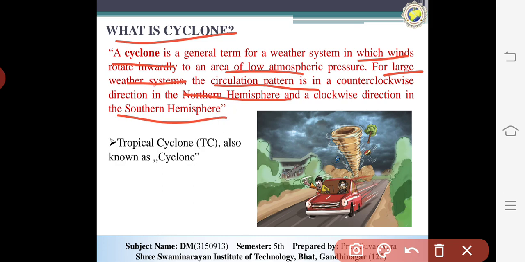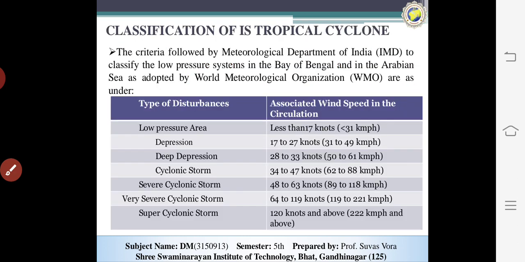So we can say that the typical cyclone is called a TC, also known as a cyclone. Some days ago we knew that a cyclone would be passing through Gujarat. Basically, we already studied in school that a cyclone is generated when low pressure develops in the oceans. So this is the basic fundamental of cyclones.